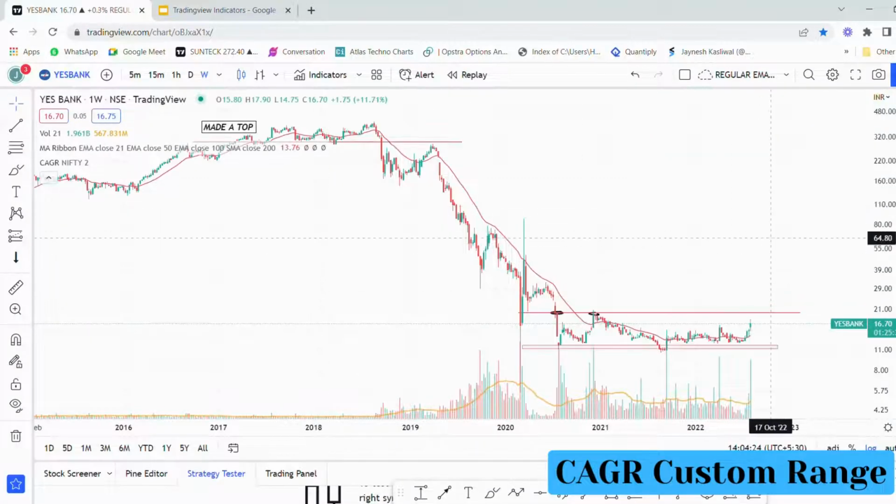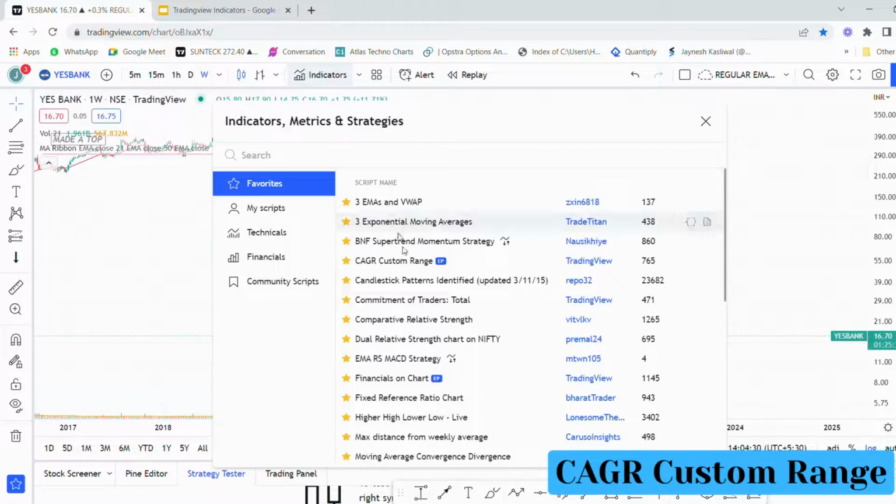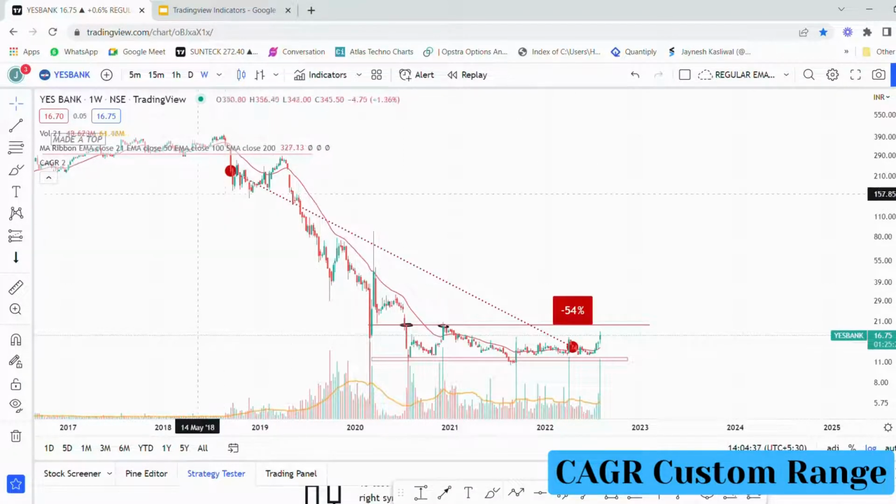So here, if we see Yes Bank, let me add it once again. I will select CAGR custom range, first here and then second here. Here it has given me minus 54% CAGR from around 230 rupees. The stock price is at around 16 rupees or so.